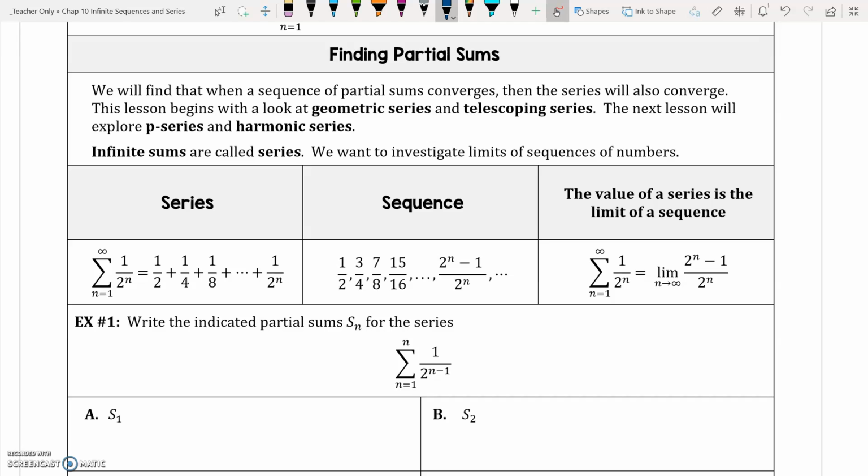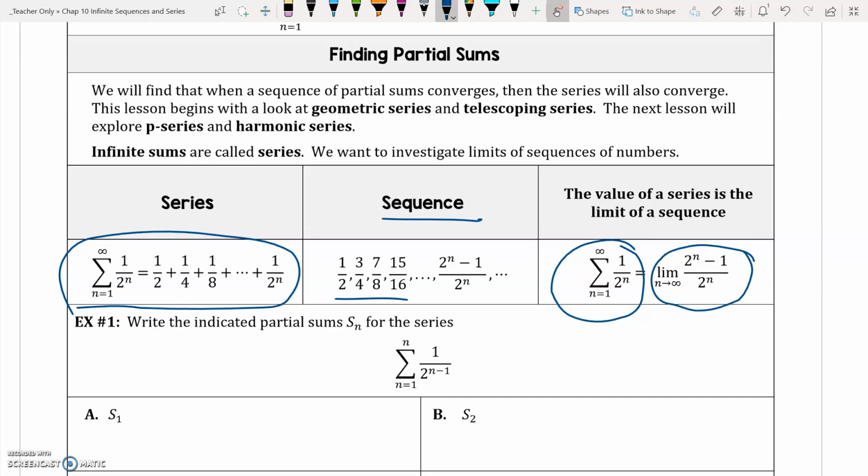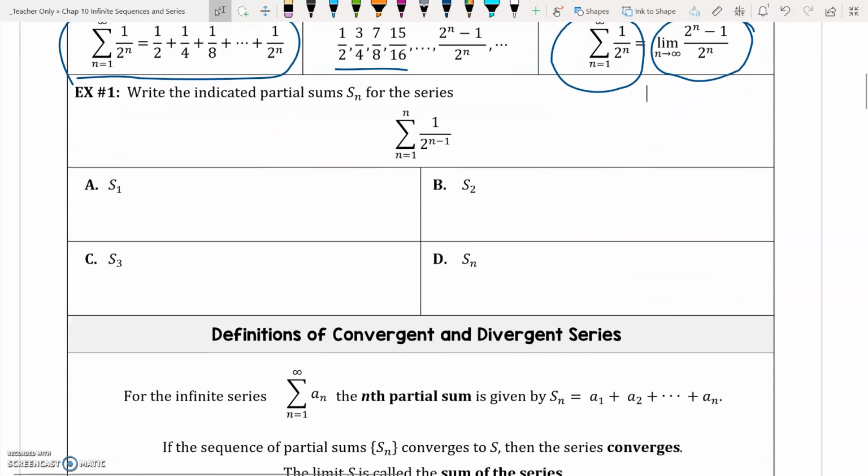So infinite sums are called series. That's what we have in our first box. That's an infinite series. We're taking the summation from 1 to infinity of an a sub n term, 1 over 2 to the n. Now the difference between that and the next one is that a sequence just lists the terms. They are not added together in any way. And the value of a series is the limit of the sequence of partial sums. So if we want to know what that sum is headed to, it's going to be the limit of our sequence.